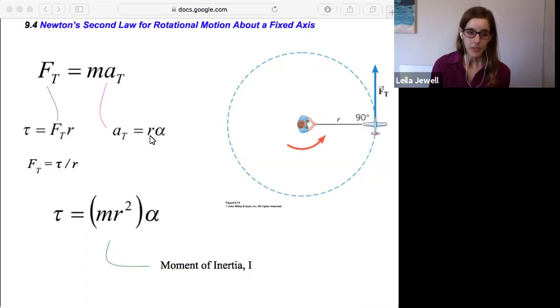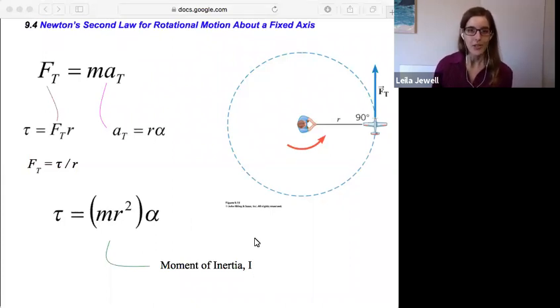So if we plug in r alpha into this equation, and if we plug in tau over r on the left side, multiply the r across, we arrive at this equation on the bottom, that the torque is equal to mass times the radius squared times alpha. And we're going to define this quantity in parentheses, m times r squared, as the moment of inertia. And that's with a capital I. And we'll see more about that in a moment.